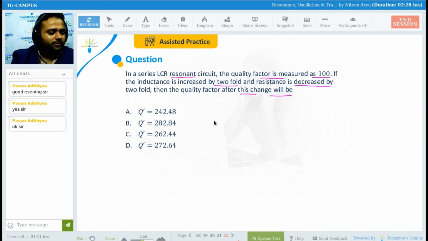Q is given, which is R by Z, if I am not wrong, and inductance is increased by twofold and resistance is decreased by twofold, 2 times basically. Tell me the answer, and quickly. After that, we have one more question.